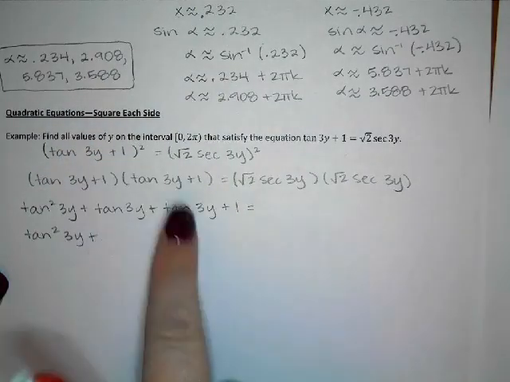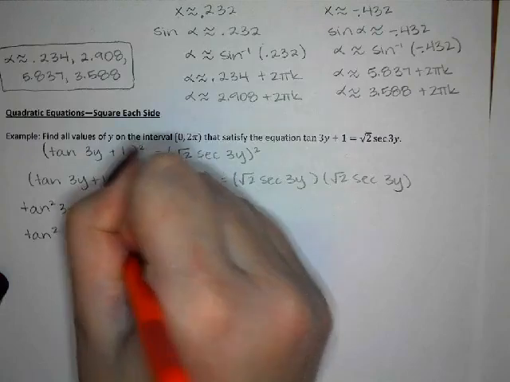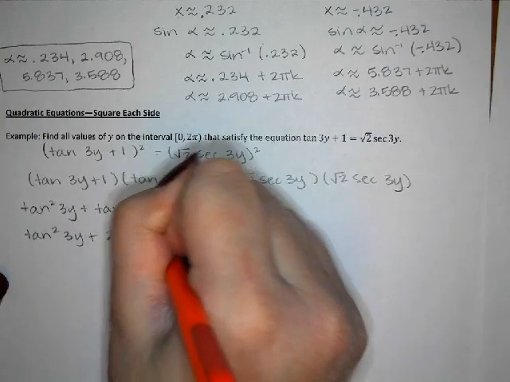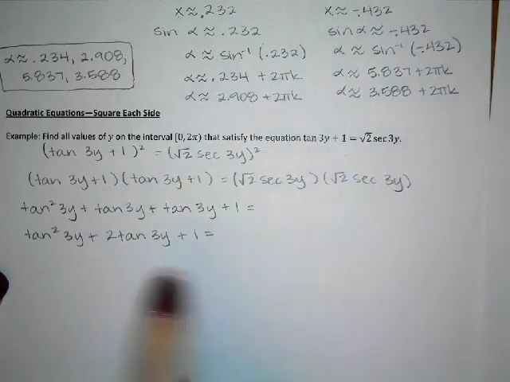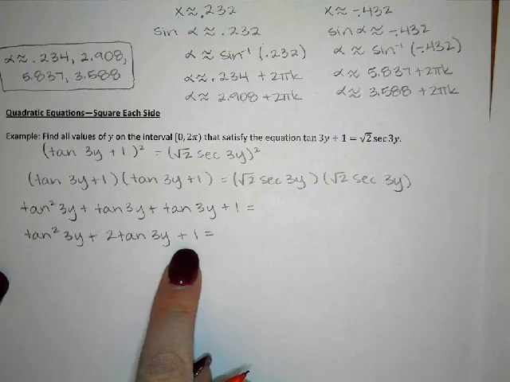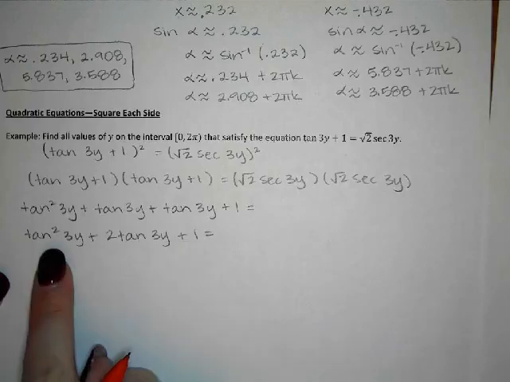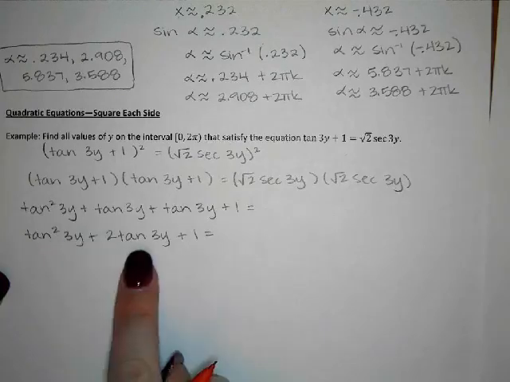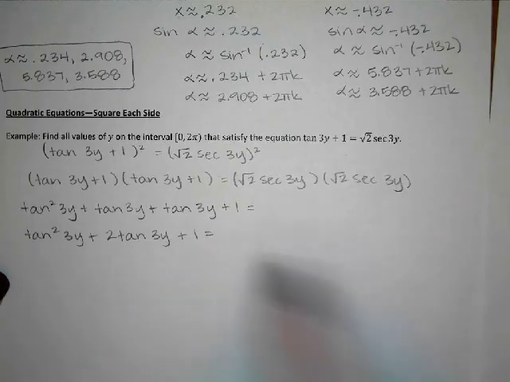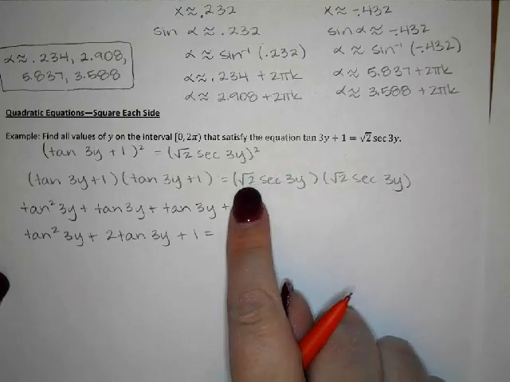Okay, so on the left side, it makes sense. We clearly have a quadratic. Squared term, tan squared, and a regular tan. This is a quadratic. On the right side, root 2 times root 2 is the square root of 4. That's just 2. Secant times secant is secant squared.